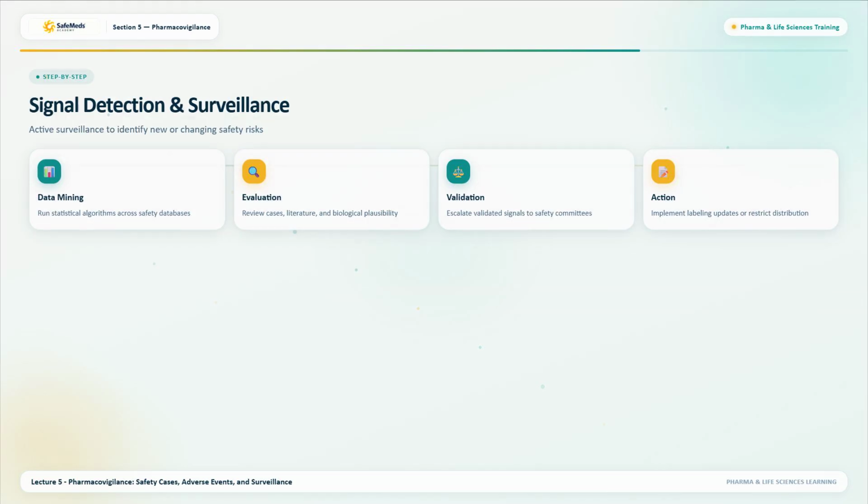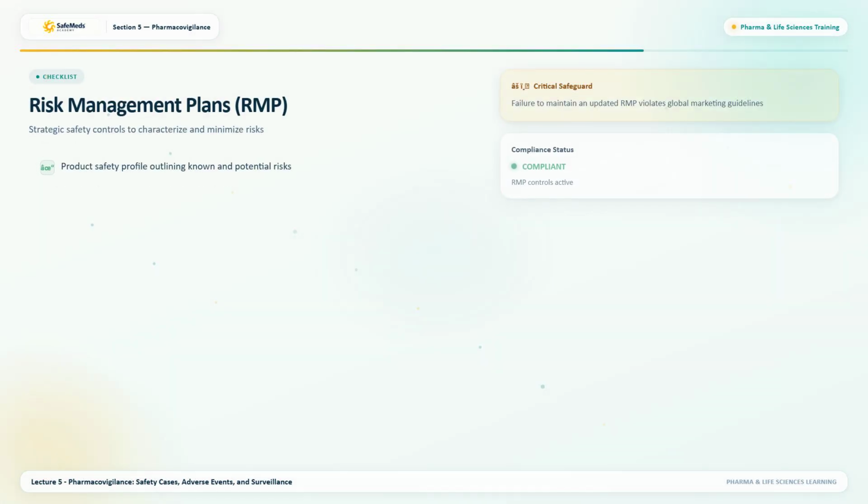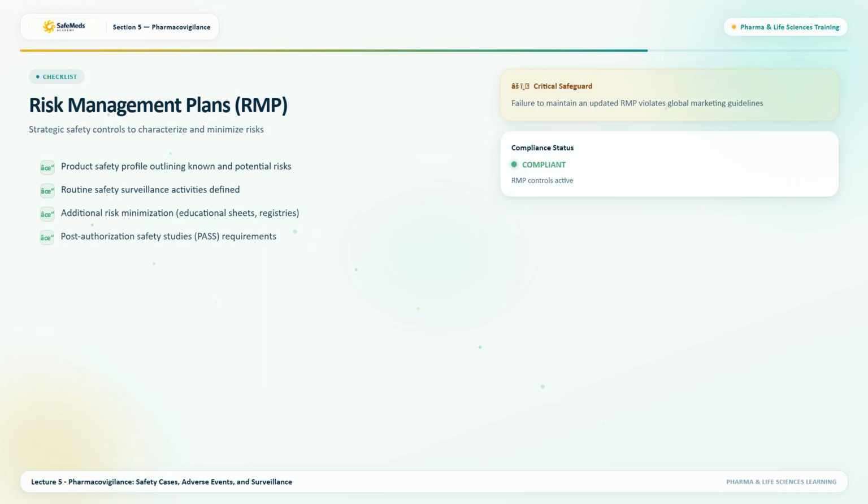labeling changes. Risk management plans represent the strategic framework designed to identify, characterize, and minimize the risks associated with a therapeutic product. The RMP outlines the product's safety profile, identifying known risks, potential risks, and areas of missing information. It defines the routine pharmacovigilance activities and risk minimization measures implemented to protect patients.